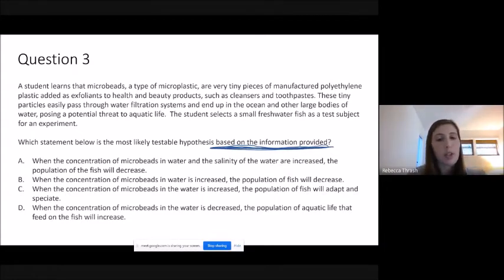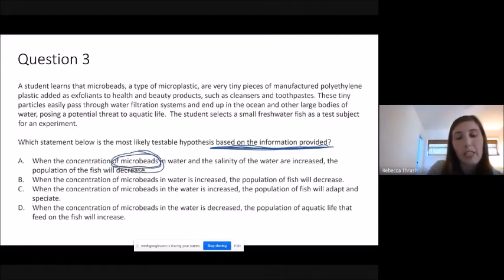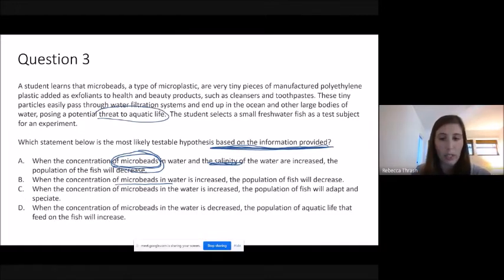So, when the concentration of microbeads in water and the salinity of the water are increased, the population of the fish will decrease. Well, it does include the experimental variable that we're interested in, but then it throws in this extra thing that wasn't mentioned. So let's keep that in mind. When the concentration of microbeads in water is increased, the population of fish will decrease. Okay, so that's more in line with what they've already told us. Microbeads are threats to aquatic life, so we would expect the increase there to potentially decrease the fish population.